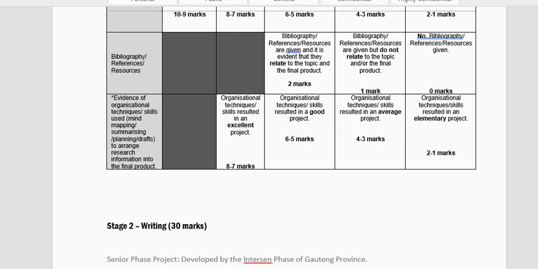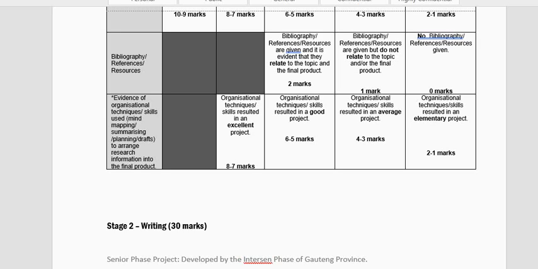The last criteria there, evidence of organizational techniques, skills used. Here is the mind mapping. Remember, all the research information must be placed onto a mind map. It must be summarized within a mind map. From there, it can be placed into a planning and a draft. So the mind map is very, very important. There are beautiful online tools available for making a mind map online, but you can do it just as well with pen and paper.